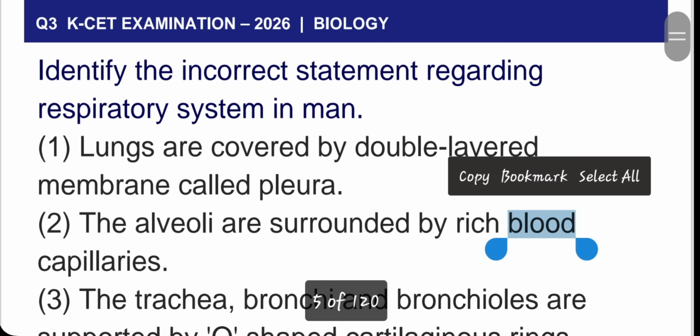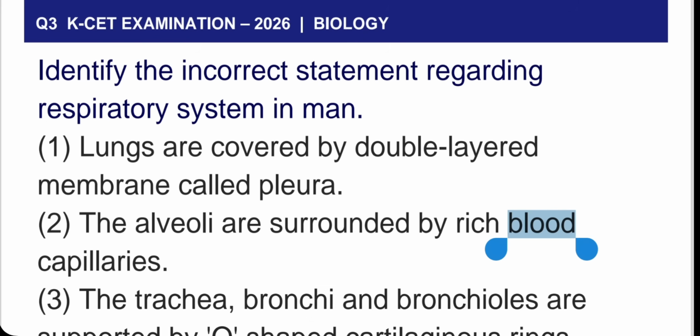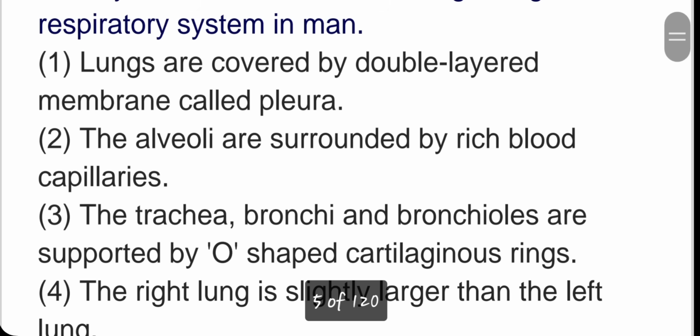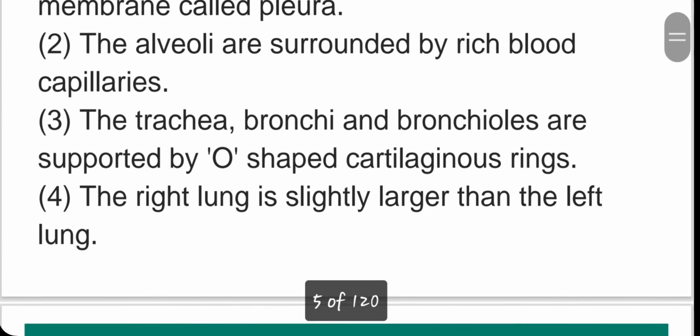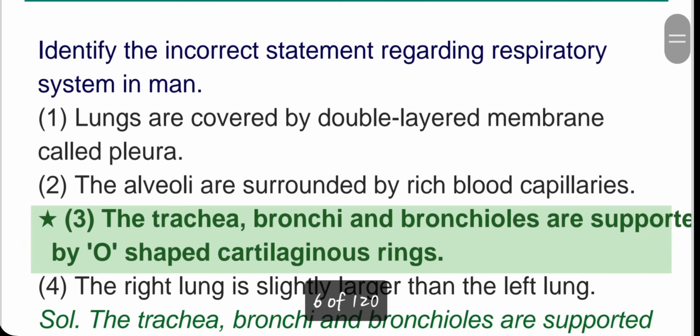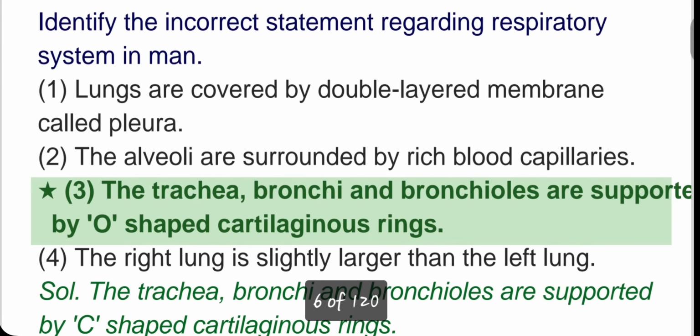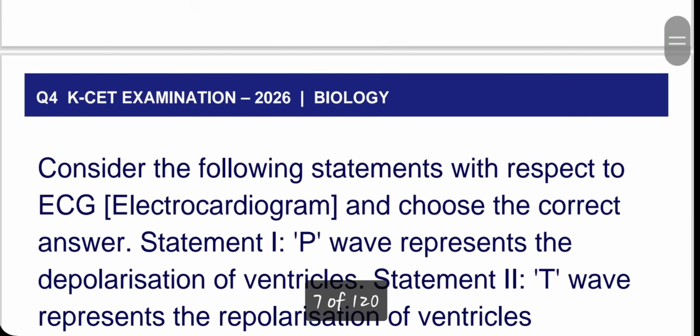Identify the incorrect statement regarding the respiratory system in man. Lungs are covered by a double layered membrane called pleura. The alveoli are surrounded by rich blood capillaries. The trachea, bronchi, and bronchioles are supported by O-shaped cartilaginous rings. This is an incorrect statement. It should be C-shaped cartilaginous rings. The right lung is slightly larger than the left lung. So the answer is the third one is the incorrect statement because it has O-shaped cartilaginous rings. Rather, the answer is C-shaped cartilaginous rings.